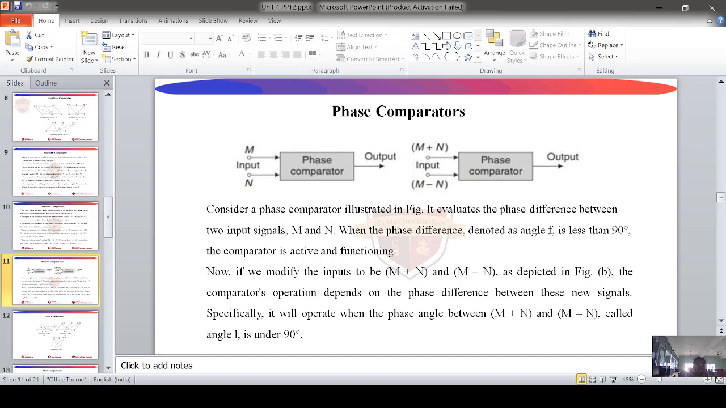Phase comparator working. It shows different phase angles between the signals. When the phase angle is less than 90 degrees, the relay operates. If the angle is equal to or greater than 90 degrees, it does not operate. This confirms the comparator working principle.